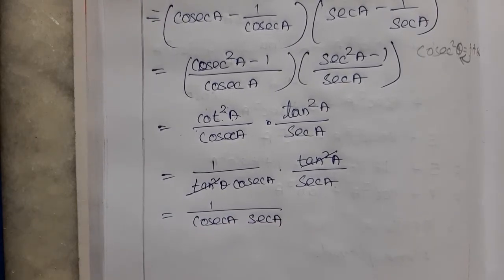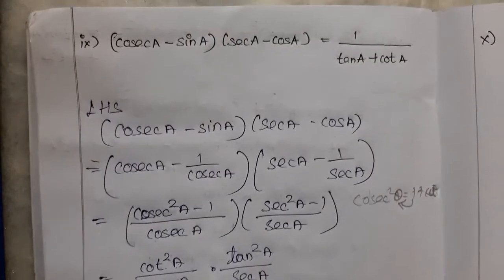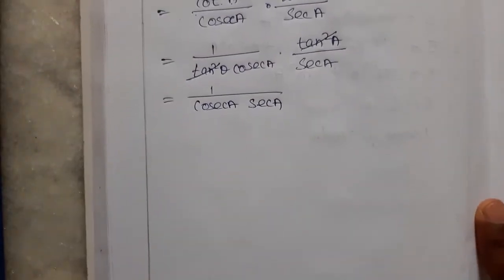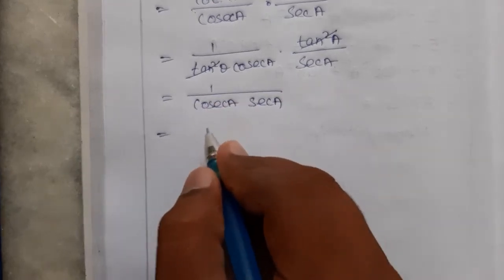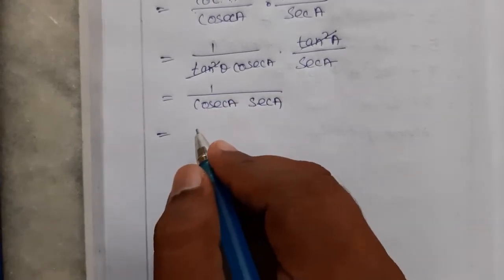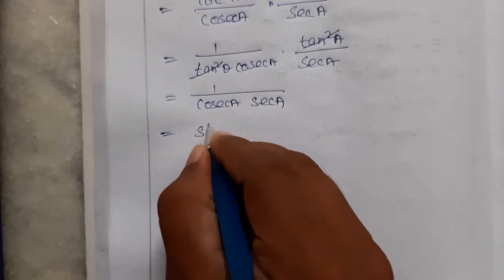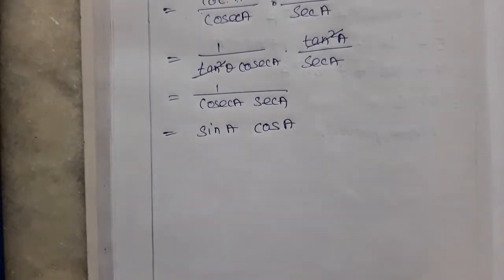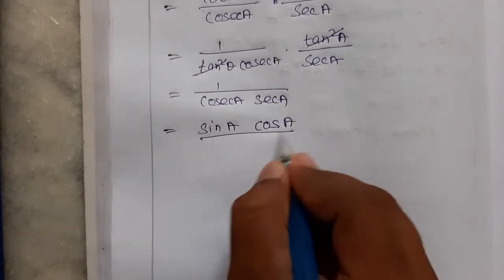So 1 by cosecant into sec is not our answer. So we need it in terms of tan and cot. So let's take this to the numerator. We will be getting a 1, that means inverse: 1 by cosecant A is sine, and 1 by sec is cos. So sine A and cos A. So we need it in terms of tan and cot, right? So here the denominator is a 1.